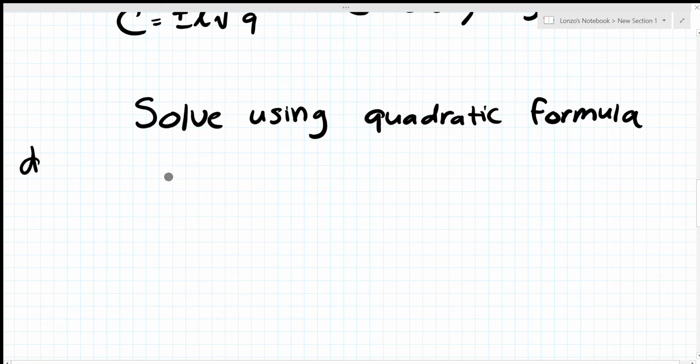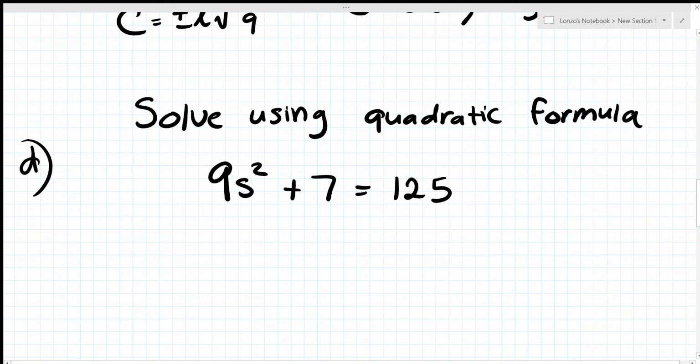So you're given, this is D, 9s squared plus 7 equals 12s, right? So we've got to solve using the quadratic formula. How I would do this is I would get the right side to 0. I'm going to put this polynomial in standard form. By standard form I mean the right side is 0.